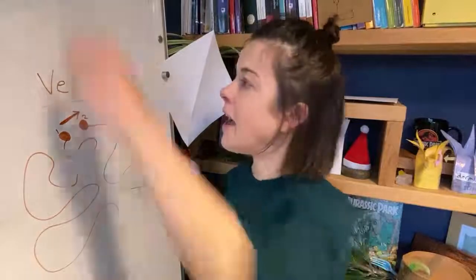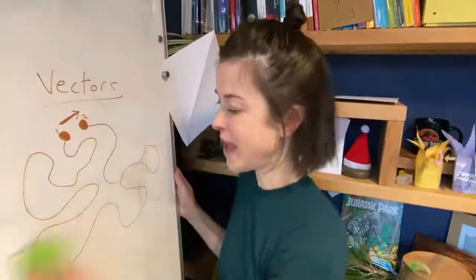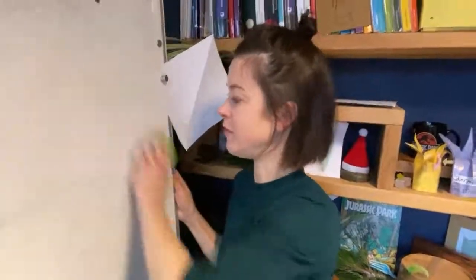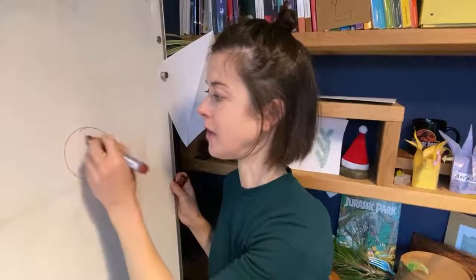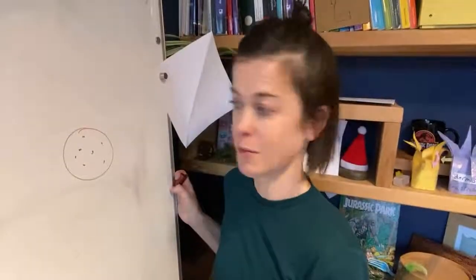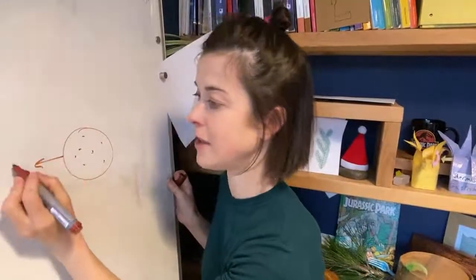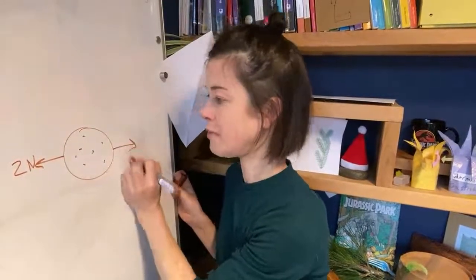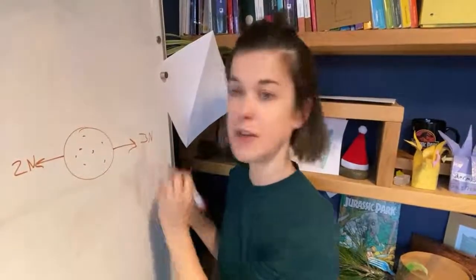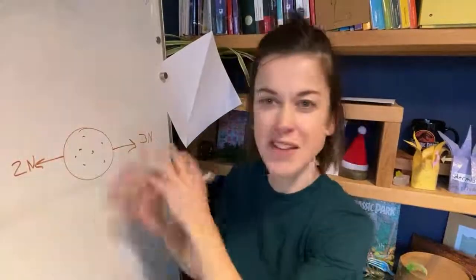Is that okay? So we have actually added up vectors before, but only when both the vectors are pointing in the same direction. So we've done something like a biscuit, haven't we? One person's pulling the biscuit in that direction with a force of 2 newtons, and one person's pulling the biscuit in that direction with a force of 3 newtons. And we've done it, it's fairly intuitive, isn't it?